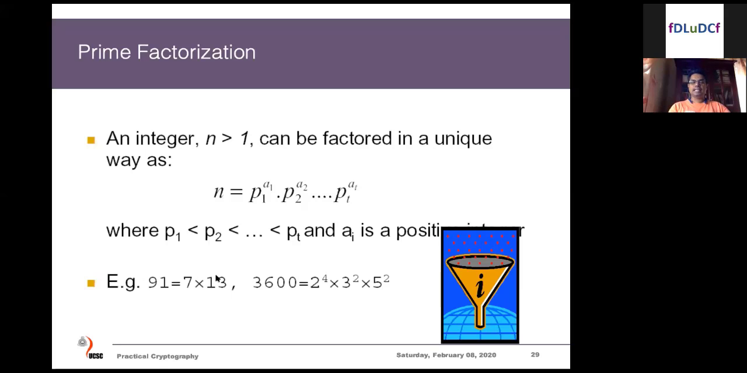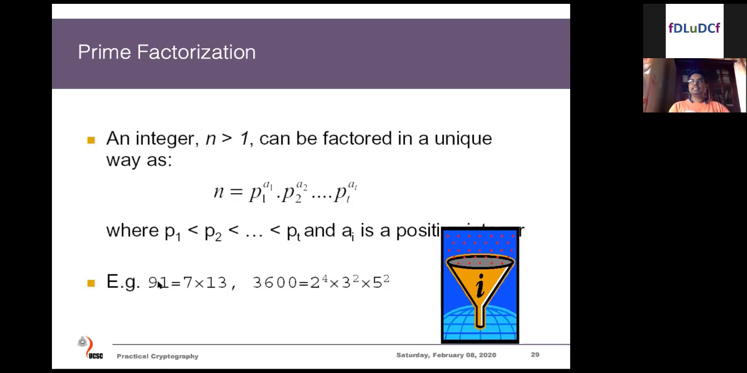When I say that, you might think I'm lying, because when you look at 91, you can easily factor it into 7 multiplied by 13. You understand that 91 is 7 multiplied by 13. So actually this factorization is possible, because this number is a small number like 91.